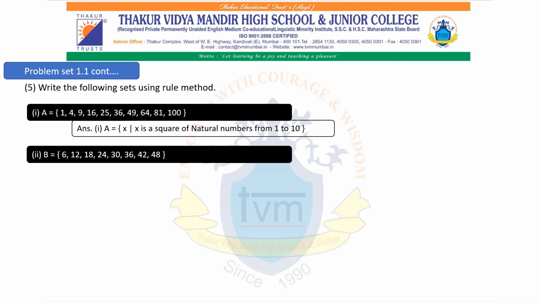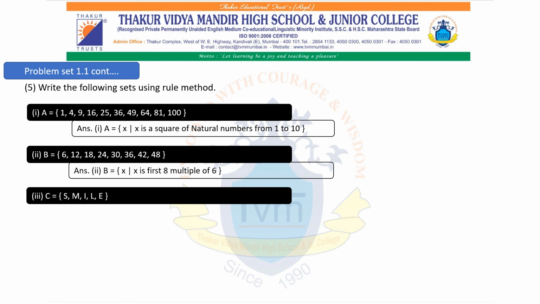Sum number 2. B is a set of 6, 12, 18, 24, 30, 36, 42, 48. When we observe, these numbers are multiples of 6. They had written till 48, meaning these are the first 8 multiples of 6, which can be written as B is a set of x such that x is one of the first 8 multiples of 6.